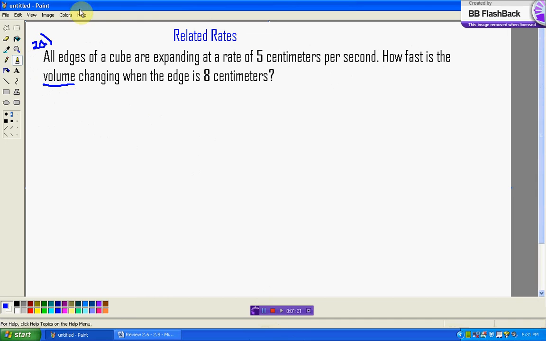So, obviously, we're looking at the volume of a cube. Right away, you need to remember what the volume of a cube is. The volume equals x cubed. X stands for an edge, or the side. X is for the side, V is for volume. I like to write all this stuff down. Then we read our problem.